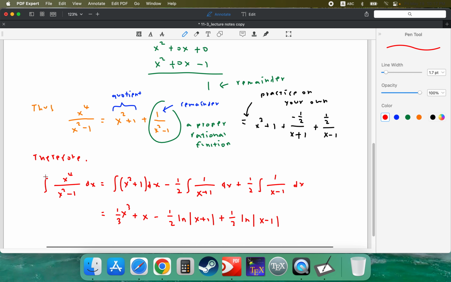Finally, this is an indefinite integral. I know a lot of students in the past, after they found the antiderivatives, were very excited: yeah, I made it. But don't forget, you have one more thing to do because this is an indefinite integral. You need to put a plus c. So in short, if you have an improper rational function, you need to perform polynomial long division.